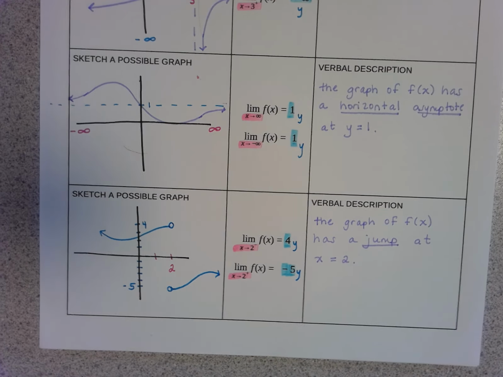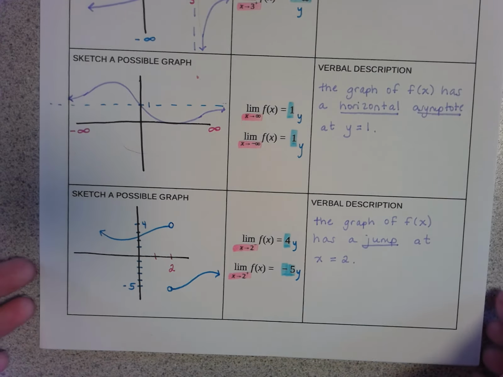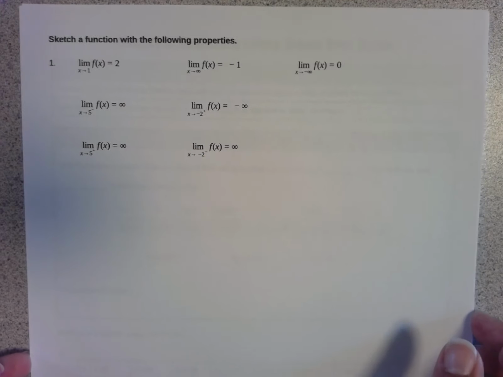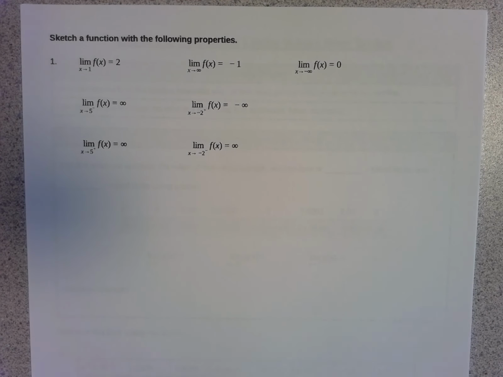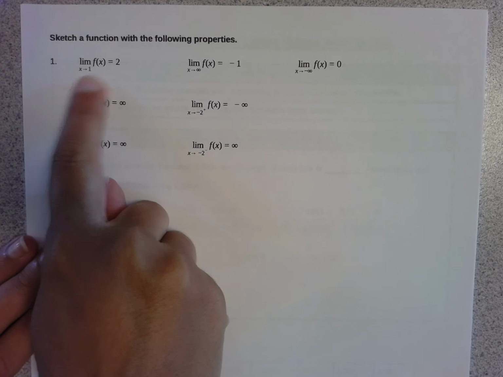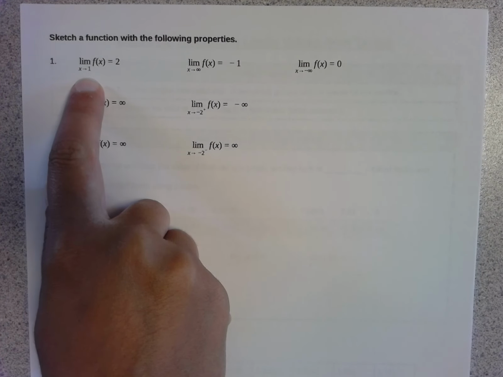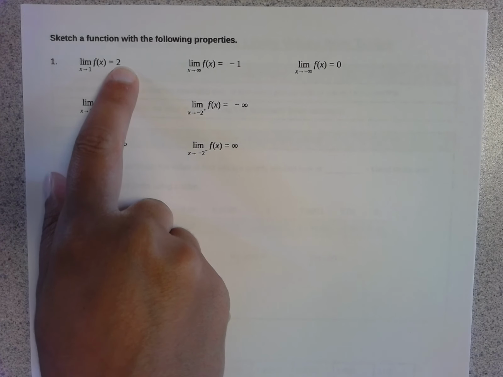Now the next problem that we're going to do, and the last example in these notes, is a bit of a challenge question. So this one gives us a lot of limits to think about. And we want to sketch a function, so one graph that meets all of these qualifications. Now let's go through the list here. The limit as x approaches 1 is 2. You'll notice this is a two-sided limit, so I need to approach the number 1 from both sides.